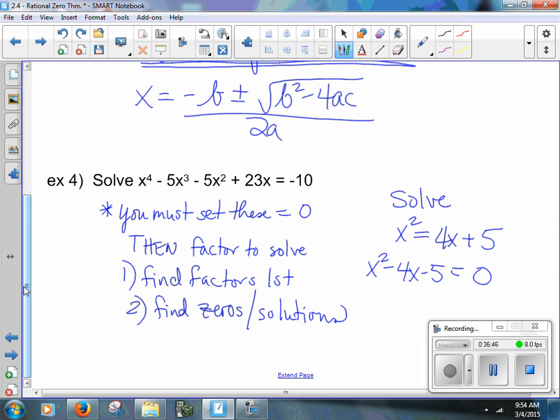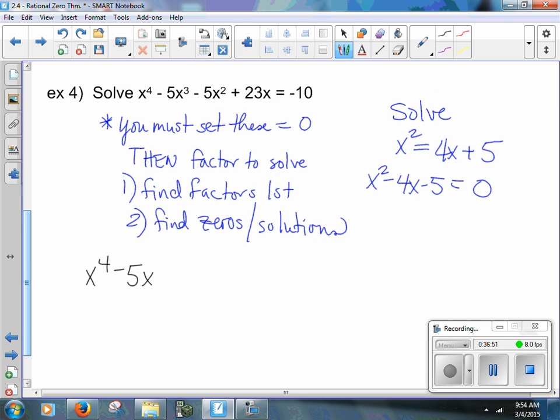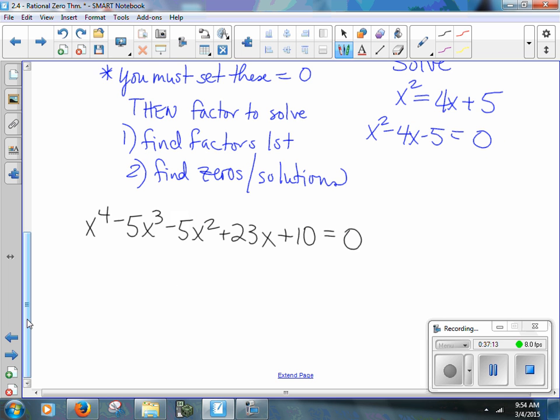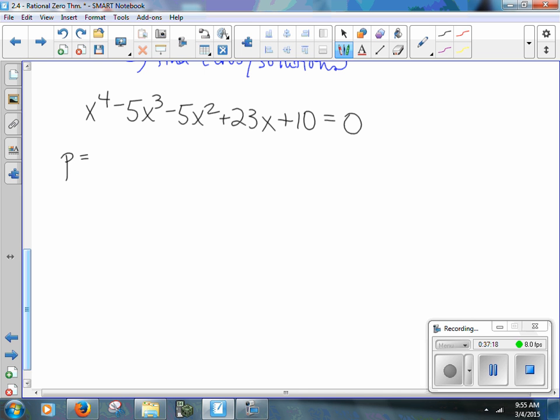So, what do I actually want to solve? x to the 4th minus 5x cubed minus 5x squared plus 23x, you tell me, plus 10 equals 0. How would I go about solving this? I am going to eventually do the synthetic division, but at first I'm going to do the P over Q thing. I'm going to get it started and then you'll complete it for homework. What are your P values, everybody? 1, 2, 5, 6. Yes, that's right.